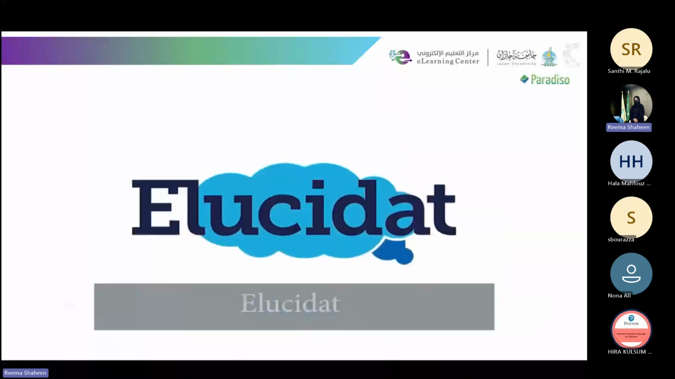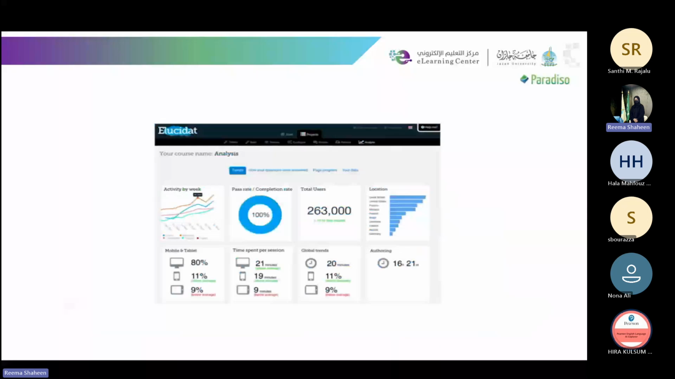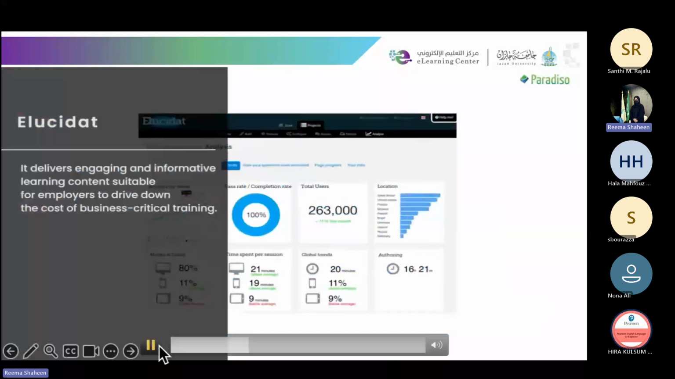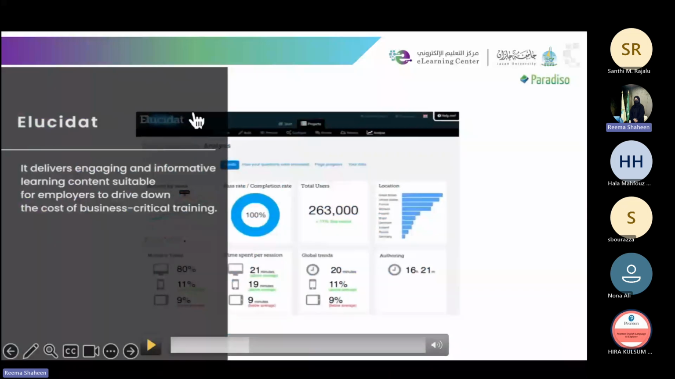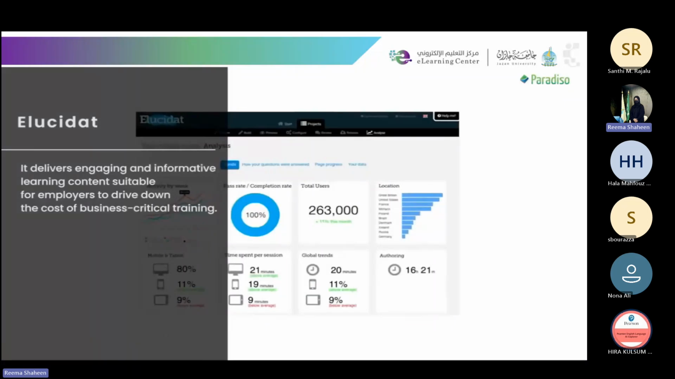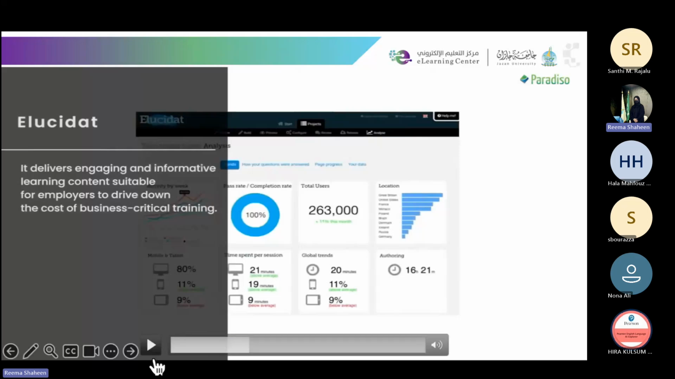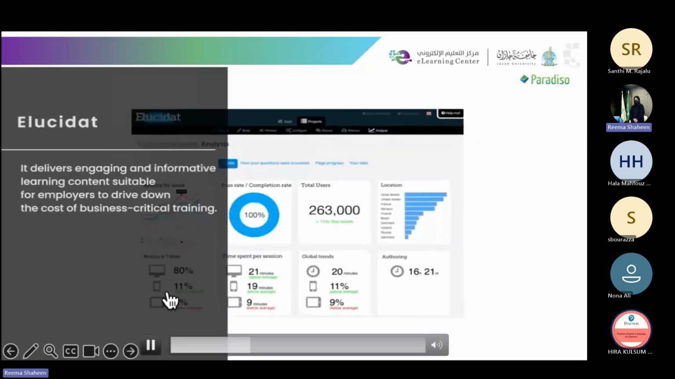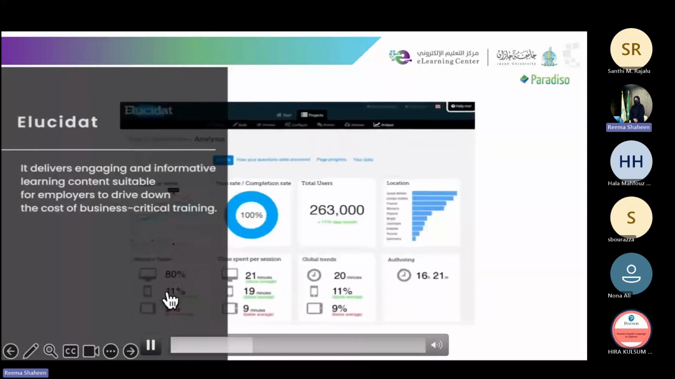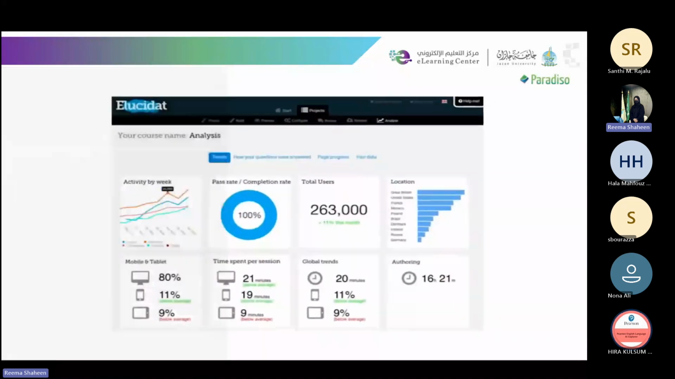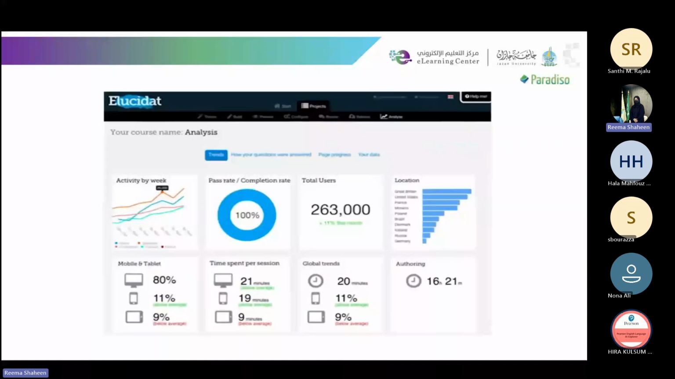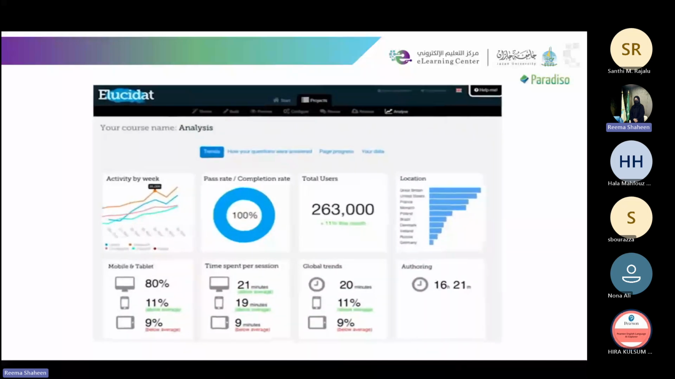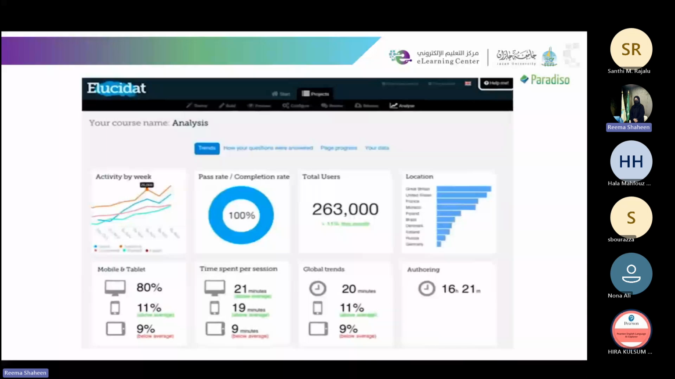Elucidat is a collaborative cloud-based e-learning authoring solution. It delivers engaging content. What does it mean? It gives you an option to just log in through the website and use it easily in your browser. You don't need to install it and you don't need to download it, and you can use it directly in the browser. It creates informative e-learning content suitable for employers to drive down the cost of business-critical training. It personalizes your learning portal for each type of learner and allows you to add or move the pages in your project quickly.